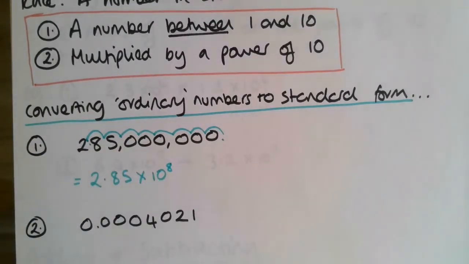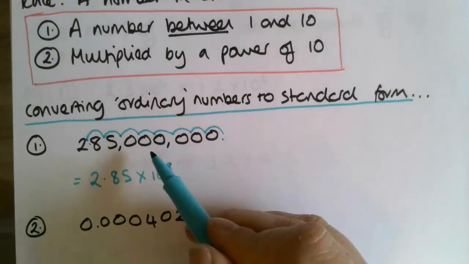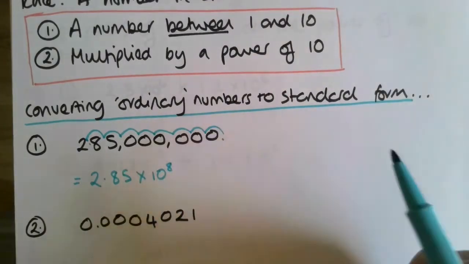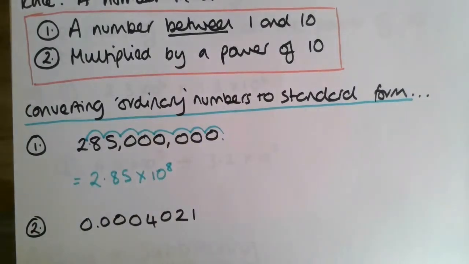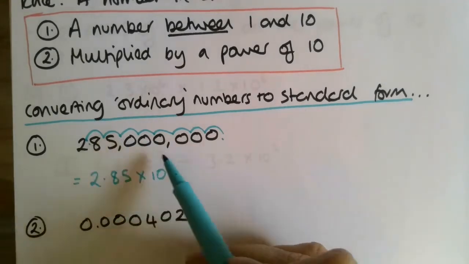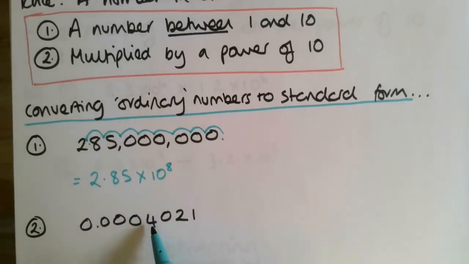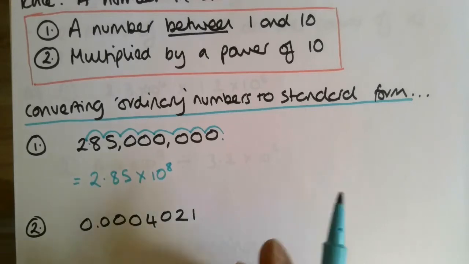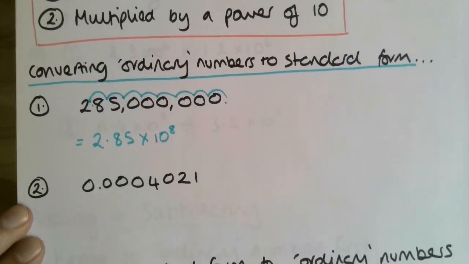Now, some teachers will tell you that if your decimal point has moved to the left, it's a positive power, and if it moves to the right, it's a negative power. That's fine, but I personally struggle to remember which one's left and which one's right. So I just think if it's a really big number like this, it's a positive power. If it's a small number like this next one we're about to do, then it's a negative power. Whichever works for you, everyone remembers things in different ways. So let's look at this next one.